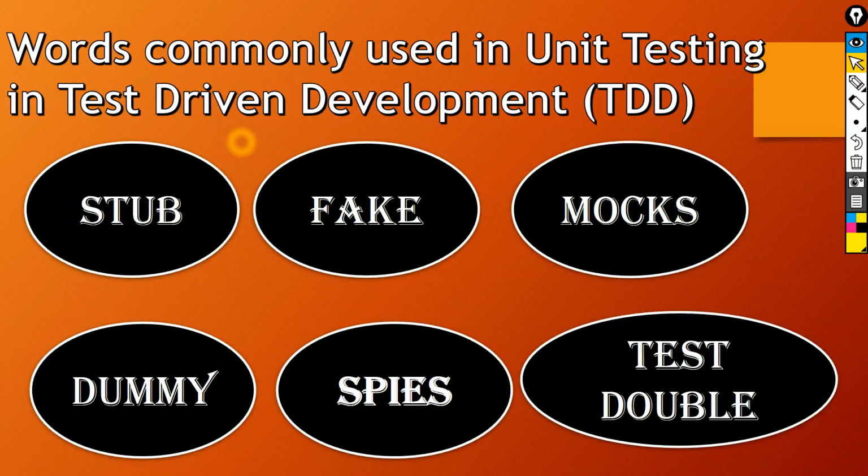Okay, so the main things in this black circle are stub, fake and mock, right? So these are the three main things: stub, fake and mock. Okay, and here is dummy as well. So we will learn one by one practically. Okay, so let's learn the stub first.